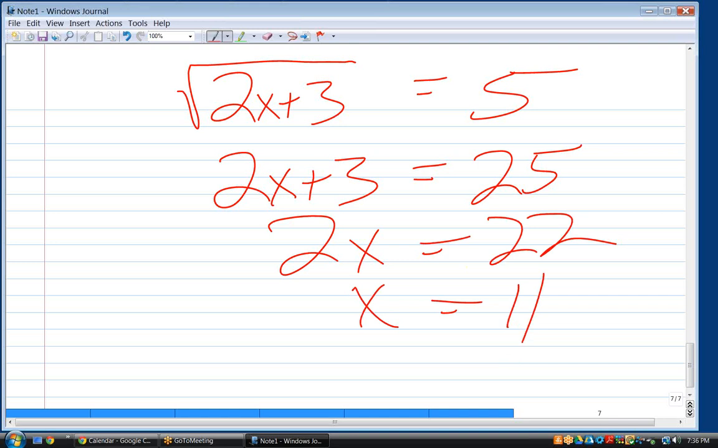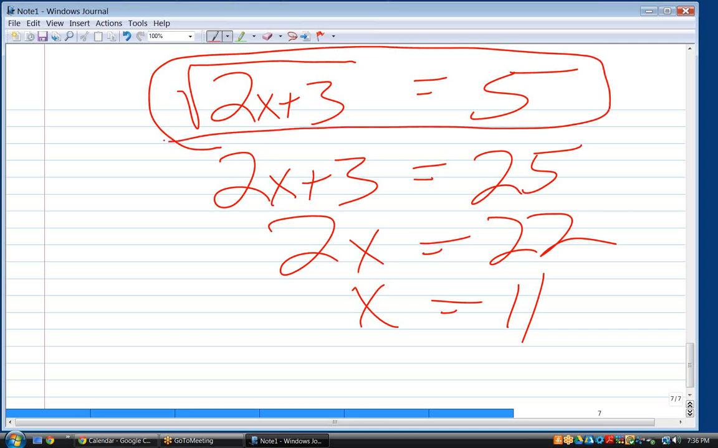Now, make sure whenever you have equations that have a radical in them, they are ripe for extraneous solutions. We only got one solution here, so it's not likely to be extraneous. And if we plug it in, it works. We got the square root of 25 equals 5.